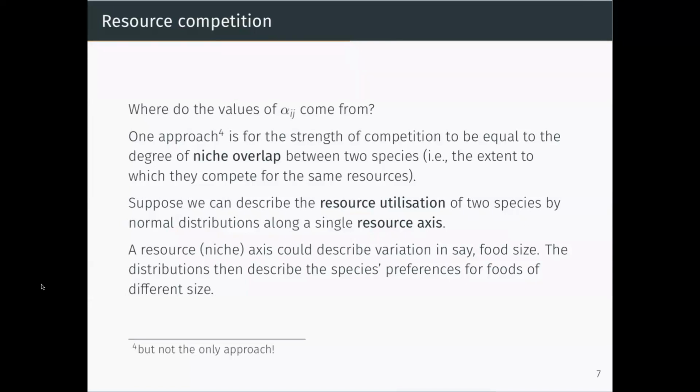So we can think about the niche of a particular species, and then we can compare that to the niche of another species and look at the extent to which they overlap. So the extent to which their resource utilization overlaps should tell us something about the extent to which they're competing with each other. If they're using a lot of the same resources, then they should be competing strongly. If they're not using much of the same resources, then their niche overlap will be low, and therefore they shouldn't be competing that much.